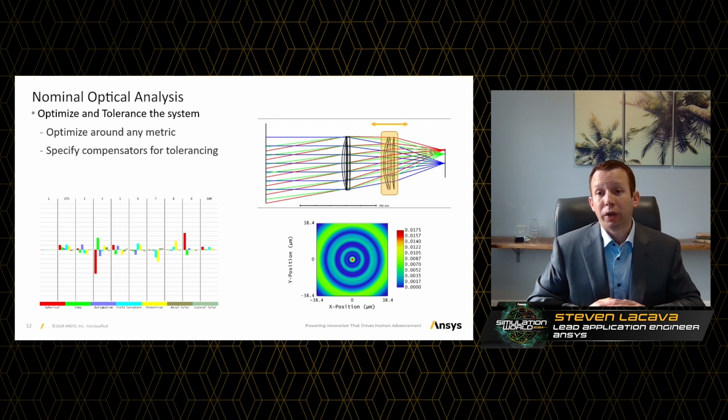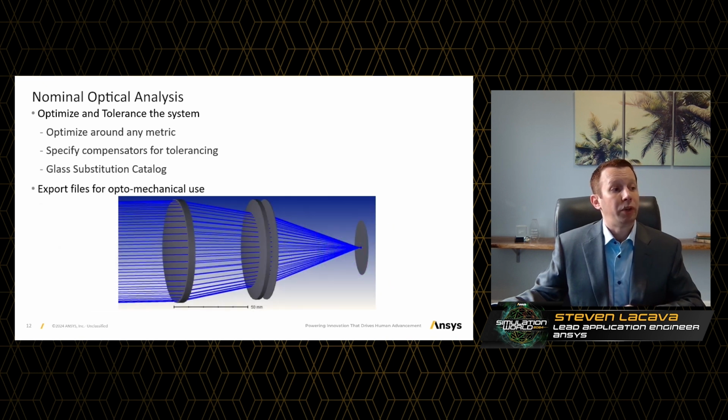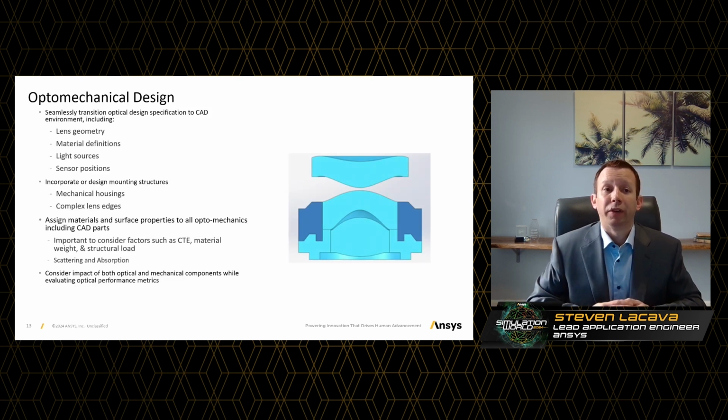In which case, we can actually go ahead and run a Monte Carlo on the system: if you were to produce X number of these a year, how many would fall within your tolerance levels? And all of that can be built out. We can even do things like glass substitution for your material classes, and of course, export all of this for optomechanical design. On the optomechanical side, this is where we really see the value of a one Ansys solution, where everything is under a single umbrella.